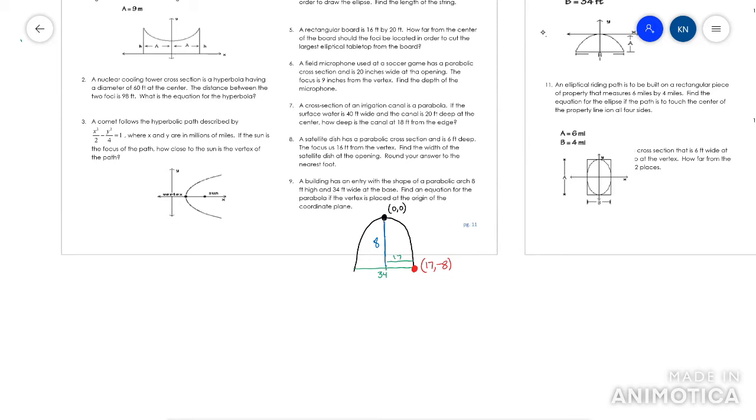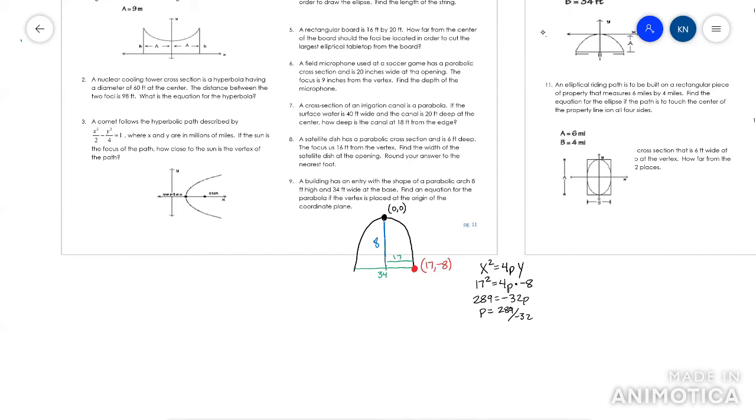They want the equation of a parabola. So this one, it's x squared equals 4py. We knew x is 17. We don't know our p-value, but we know y is -8. So if you do this, you get 289 equals -32p. And so your p-value is 289 divided by -32.